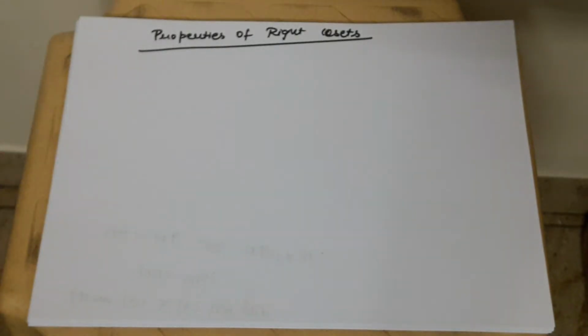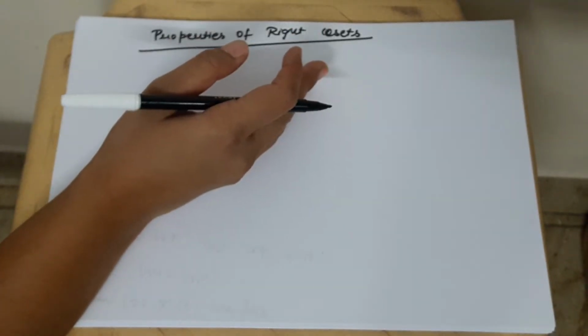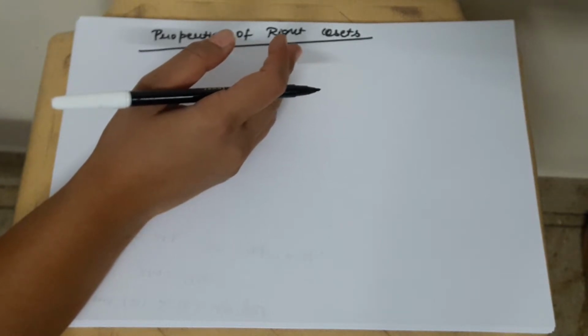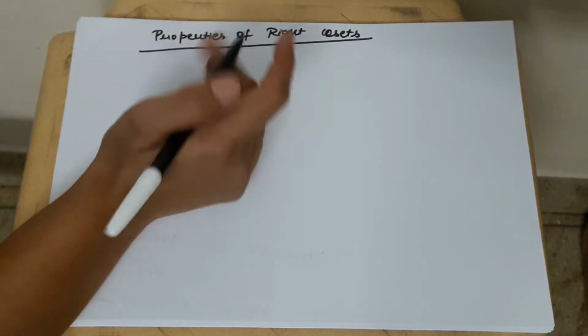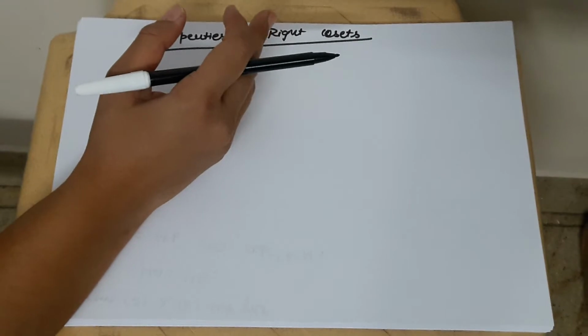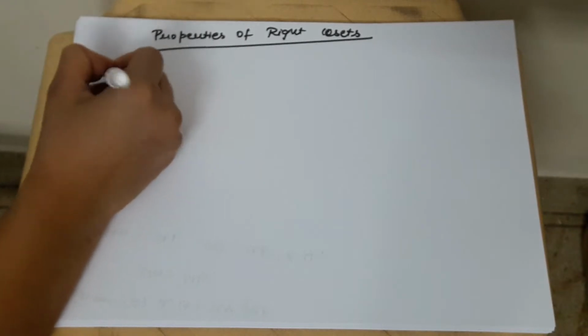Today in this video, I am going to discuss some of the very important properties of right cosets. These are very important from a university point of view as well as if you are preparing for any kind of entrance exams. These properties are of utmost importance, and if you are solving problems, then these properties are very useful, also from an application point of view. So let's start with the first property.